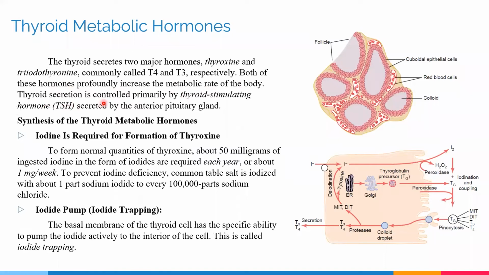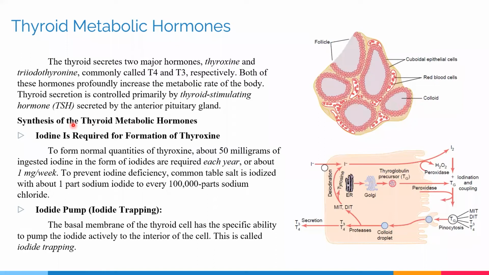Thyroid secretion is controlled primarily by thyroid stimulating hormone, TSH, which is secreted by the anterior pituitary gland, as we have already seen before. In the first diagram right here, we see a cross section of the thyroid gland in which we can see the follicle cells, cuboidal epithelial cells, the red blood cells, and the colloid that is present in the thyroid gland. This will come into play and we'll understand its role as we move along.